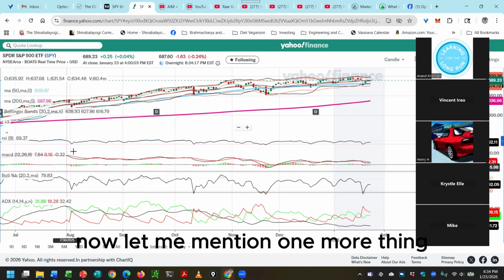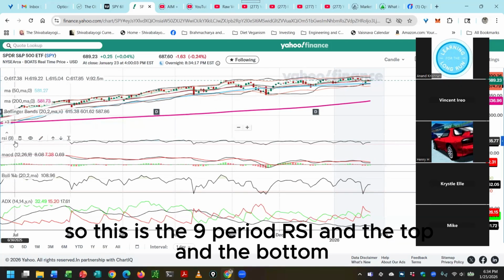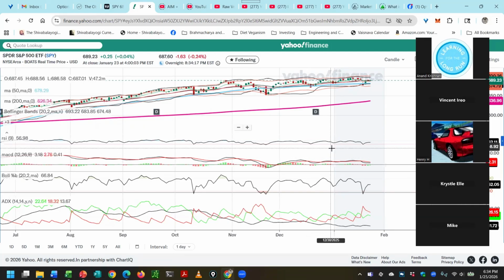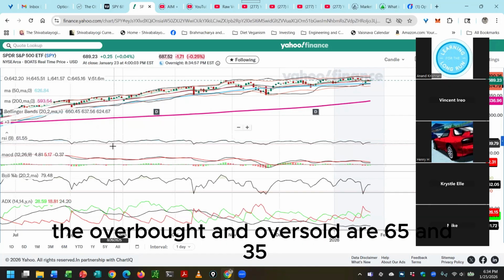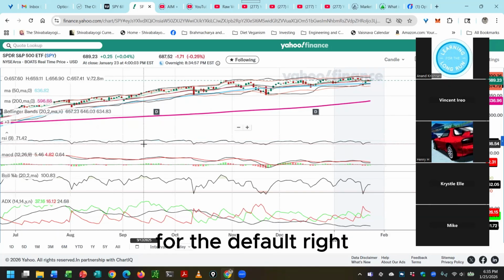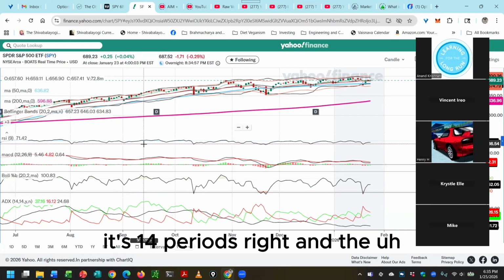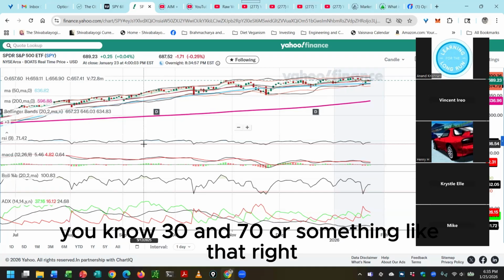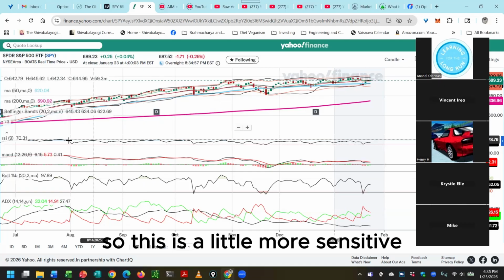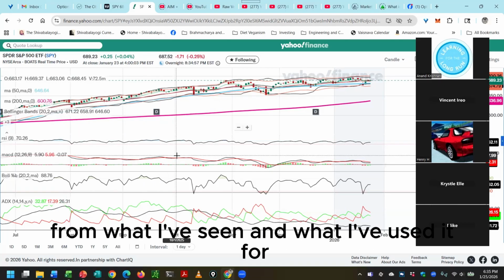Now, let me mention one more thing. You can see right here, this says 9, right? So this is the 9-period RSI, and the top and the bottom, the overbought and oversold, are 65 and 35. For the default, when you do the RSI default, it's 14 periods, and the tops and the bottoms will be like 30 and 70 or something like that. So this is a little more sensitive and a little more accurate from what I've seen, and what I've used it for.